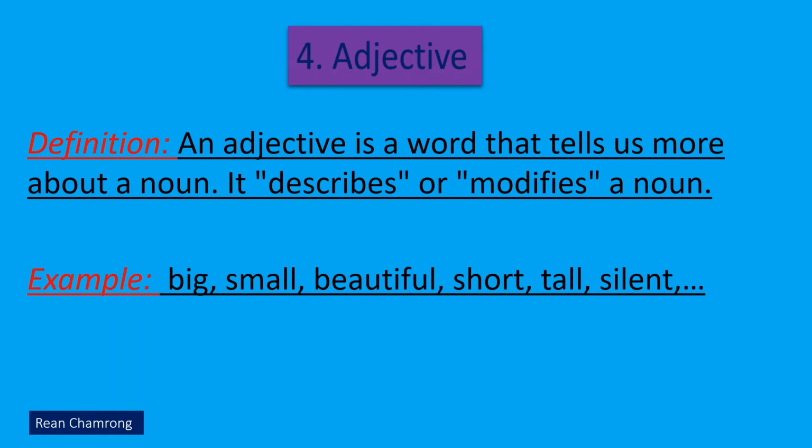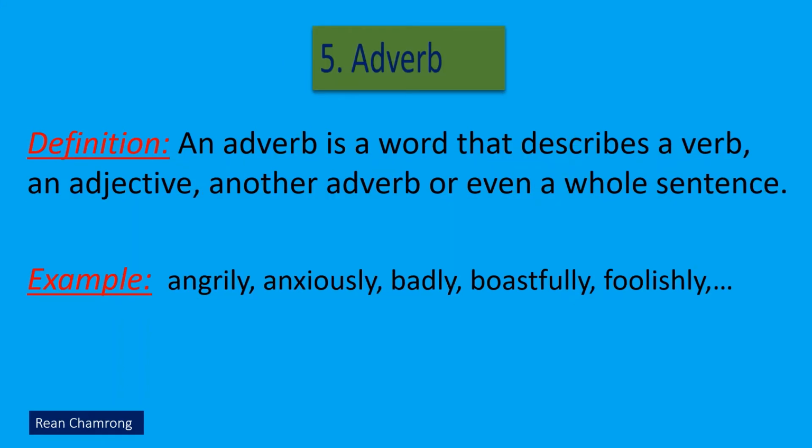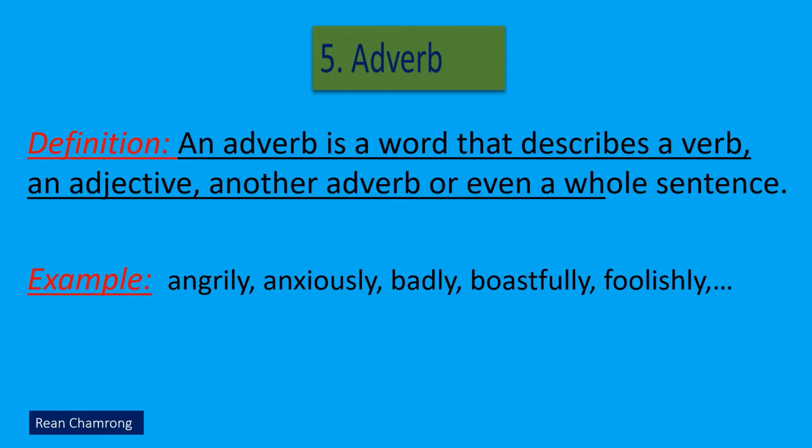Now we go to number 5. What is number 5? Number 5 is adverb. So what is an adverb? An adverb is a word that describes a verb, an adjective, another adverb, or even a whole sentence. Yes. So again, an adverb is a word that describes a verb, an adjective, another adverb, or even a whole sentence.